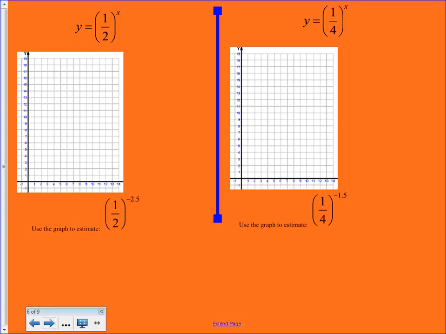So let's take a look at decay. What decay means is that we're going to actually be going down, and these are going to be changed to positive. Okay, so let's just take a look at this. So again, let's make our chart. That makes our life easier.